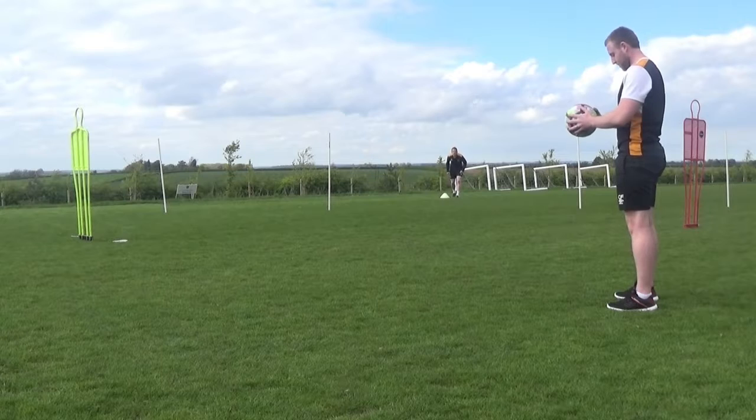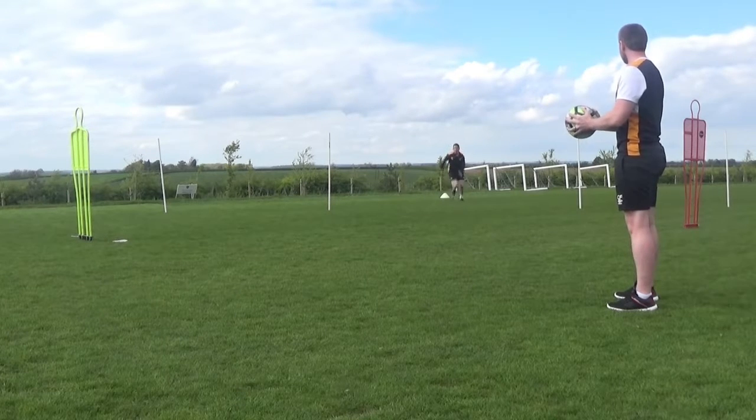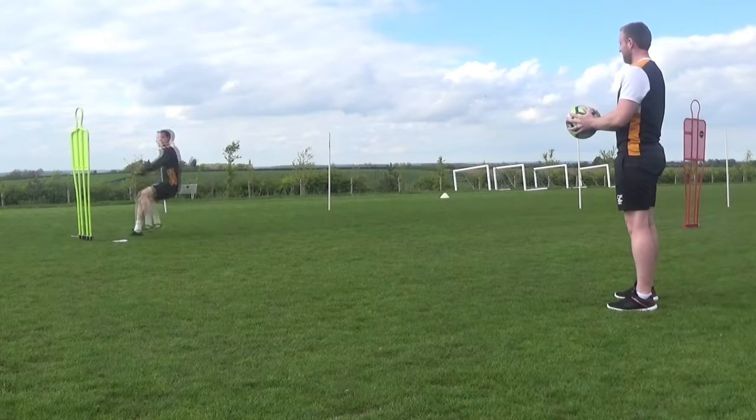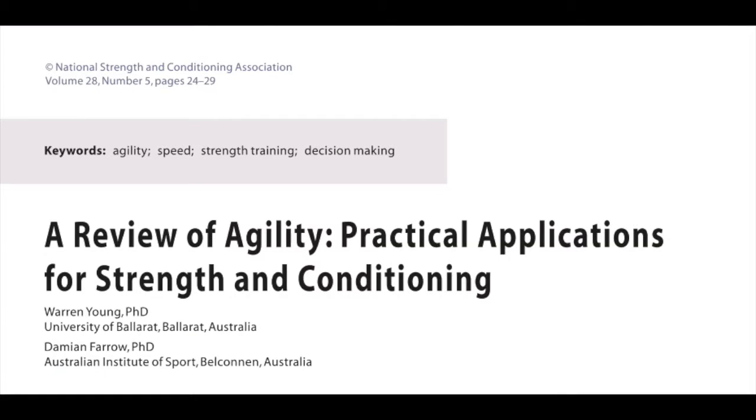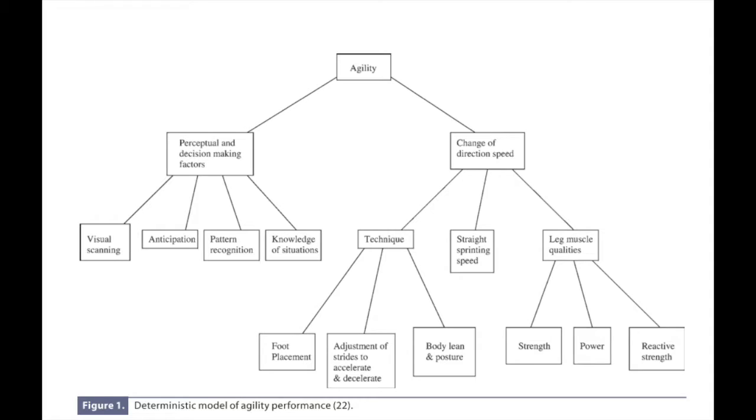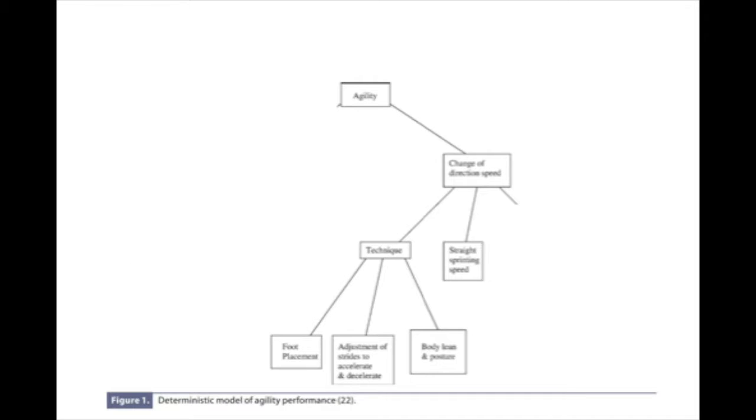With the inclusion of the reactive element, this drill could be considered a true agility drill. However, due to the limited movement options, the complexity of the drill remains relatively low. As outlined by Young and Farrow, agility performance is dependent on both perceptual decision-making factors and an athlete's change of direction speed. As the perceptual element of the chosen drill is relatively simple, the analysis of my performance will focus on my change of direction ability.